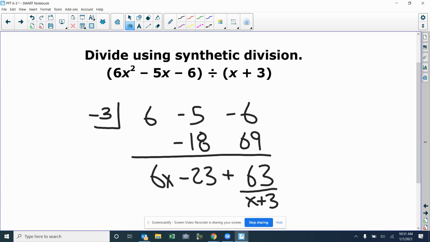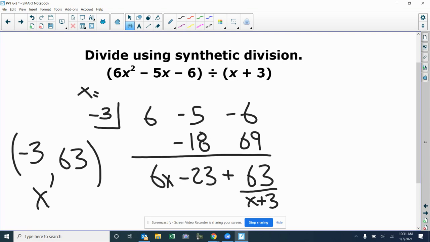Now, here's a side note. -3 is your x value, isn't it? Well, the remainder is your y value. So this is your xy coordinate. That's an xy coordinate every time.